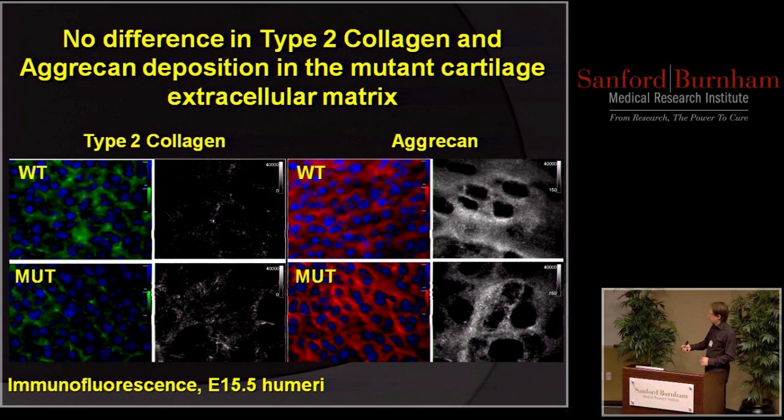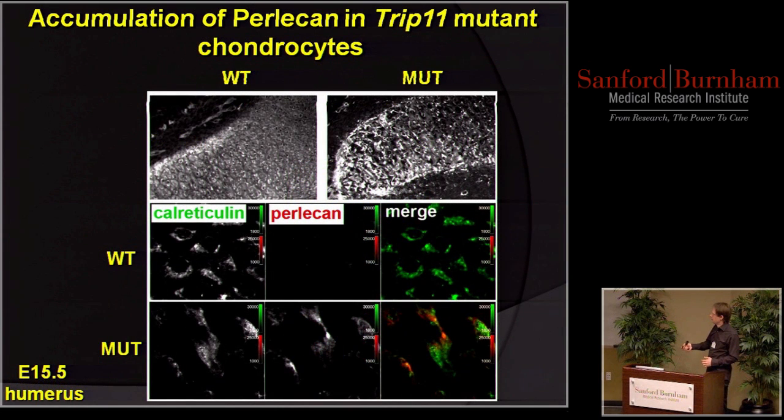Now, these two proteins are the largest and the most abundant ones produced by cartilage. So we thought these were the most likely candidates of getting stuck in the ER. However, it's a much smaller protein, perlecan, that gets accumulated. This is also a proteoglycan. This is a wild type and a mutant again, and you can see that the staining is different in the mutant. It's much more localized, much more intense.